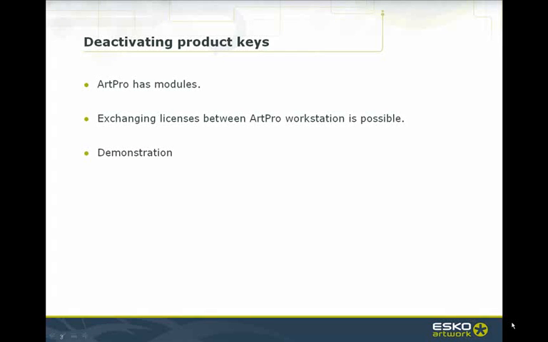ArtPro exists in different configurations, with or without certain modules like Power Stepper, Power Trapper, Power Warp, Certified PDF, etc. Exchanging licenses between ArtPro workstations is possible through the ESCO Artwork Local License Manager. In that way, we allow to move an ArtPro module from one workstation to another. Now follows a demonstration that shows how to move a Power Stepper module to another ArtPro workstation. This is going to be done with the deactivation assistant of the ESCO Artwork Local License Manager.